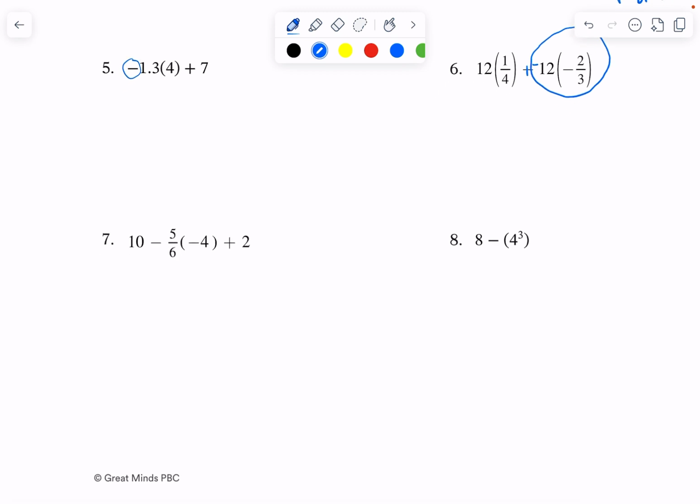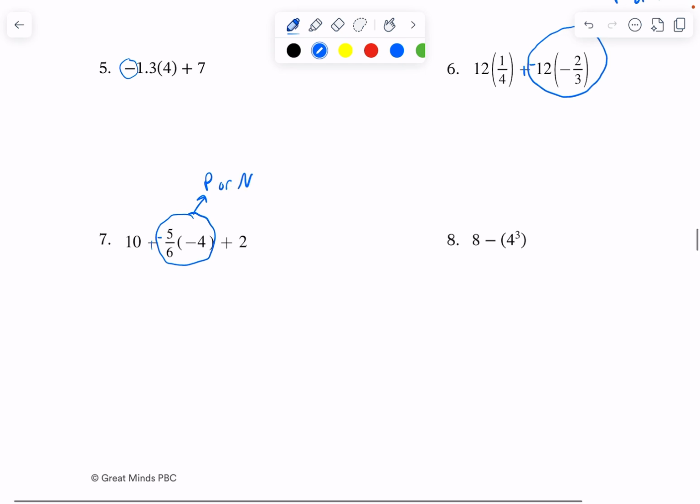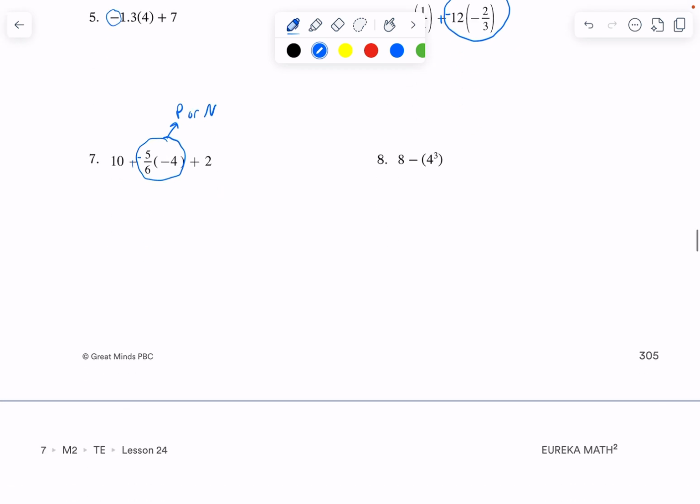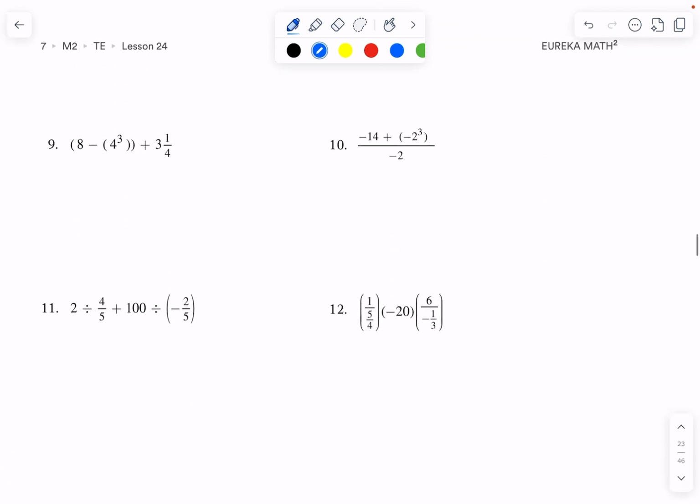For number 7, this is a very similar problem to number 6. Don't subtract, add the opposite. And from right here, you need to ask yourself, is this positive or negative? Number 8, go ahead and expand it just like problems 1 through 4. Now 9, 10, 11, and 12 are a little bit tricky, so be sure to take some time here.